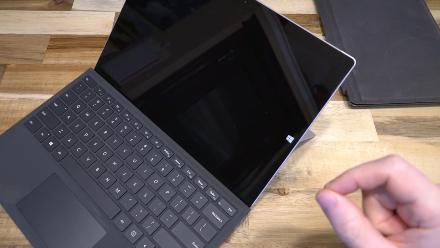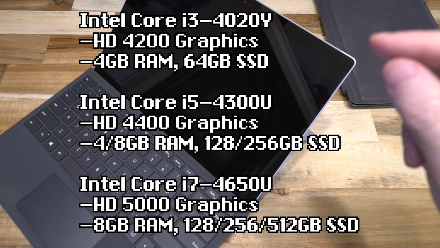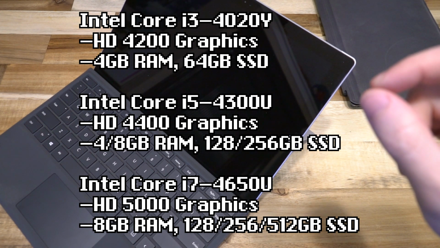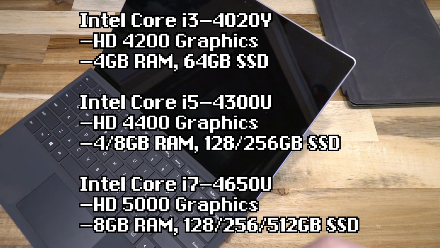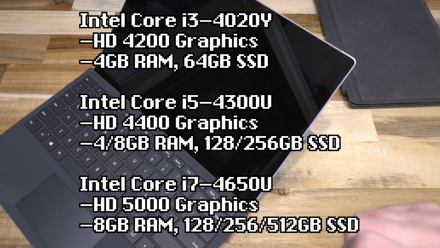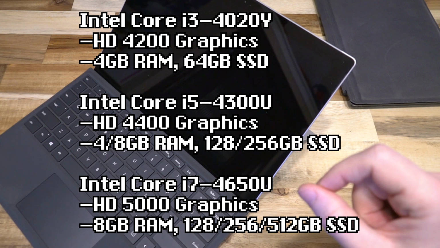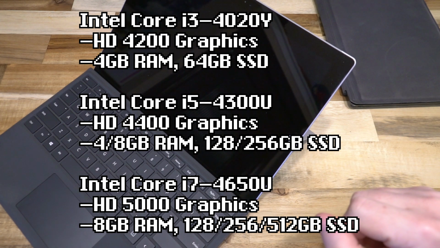The lowest tier available was the Intel Core i3 4020Y, and that came coupled with HD Graphics 4200, 4 gigabytes of RAM, and 64 gigabytes of storage only. The next one that we have is the i5 variant, which this one belongs to, and that is the Core i5 4300U, and this would be coupled with HD Graphics 4400 and either 4 or 8 gigabytes of onboard RAM. It also shipped by default with either a 128 or 256 gig SSD. This one is sporting 8 gigs and 256 gigabytes of storage.